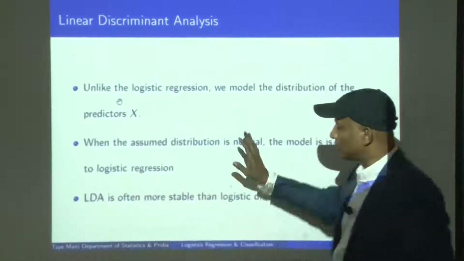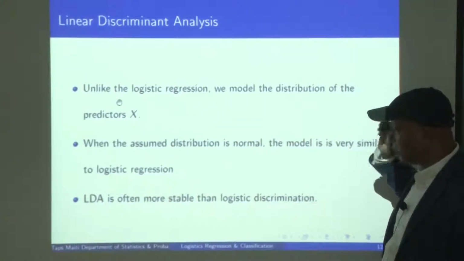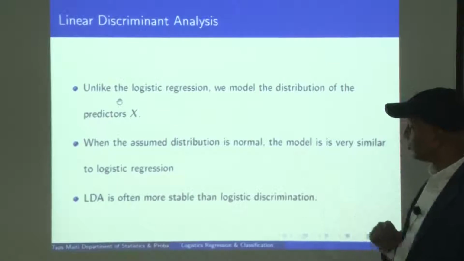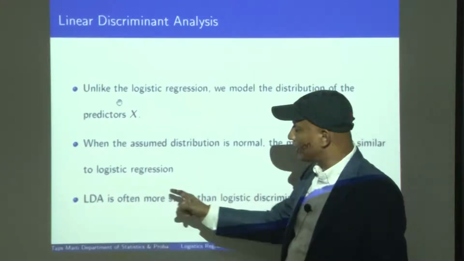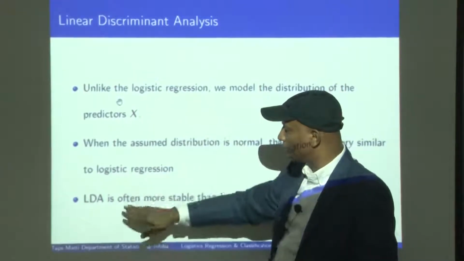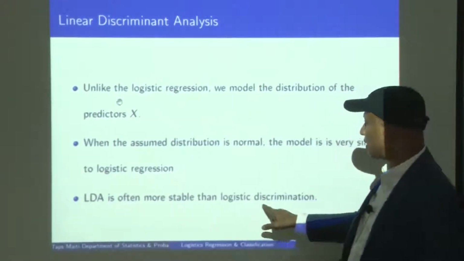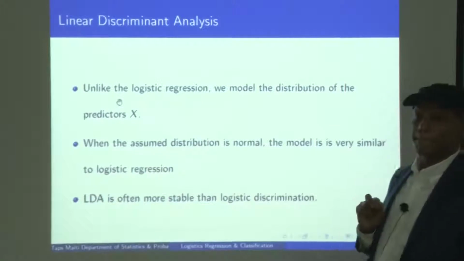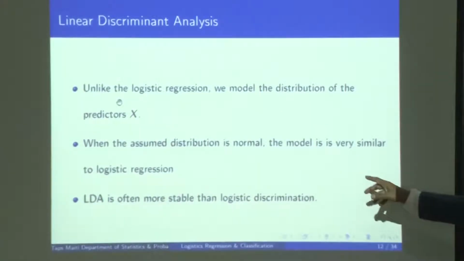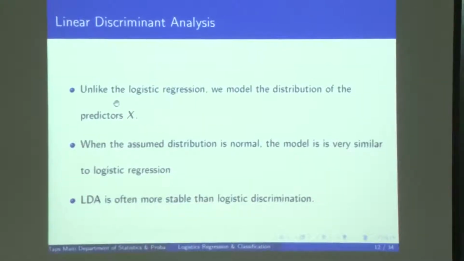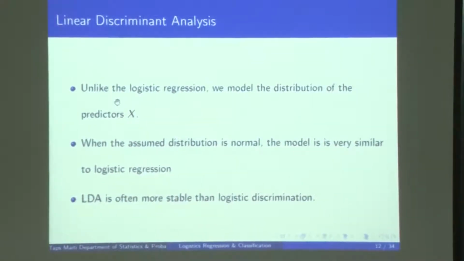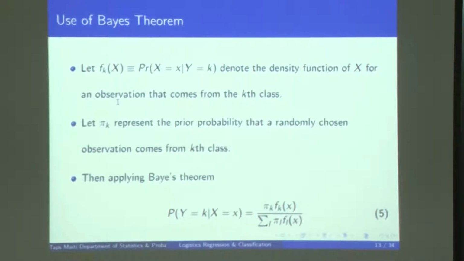Everybody is clear? So that's why it is very important that you understand the assumptions behind. On the other hand, if these assumptions hold, then this is often more stable than logistic regression. Even computationally, it could be much faster and much easier than logistic regression. Okay?